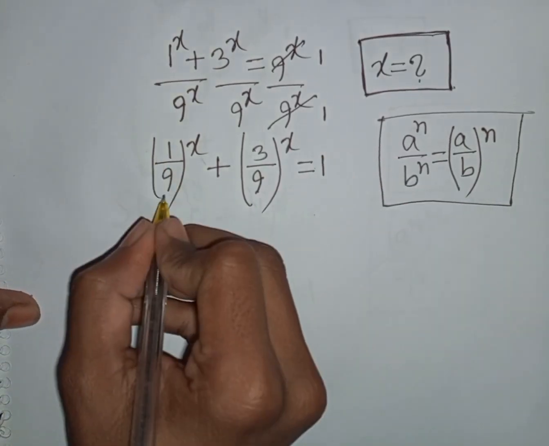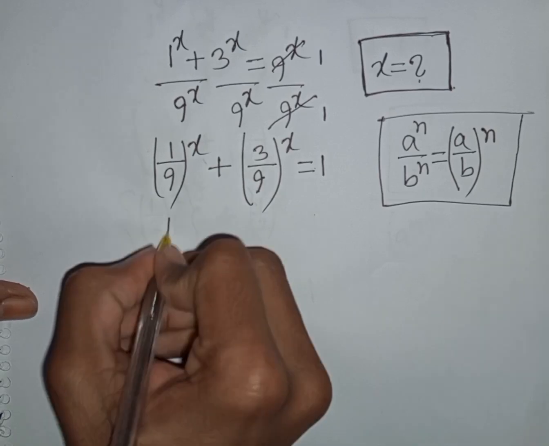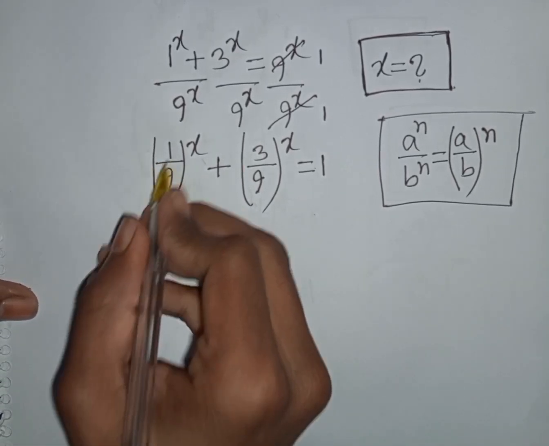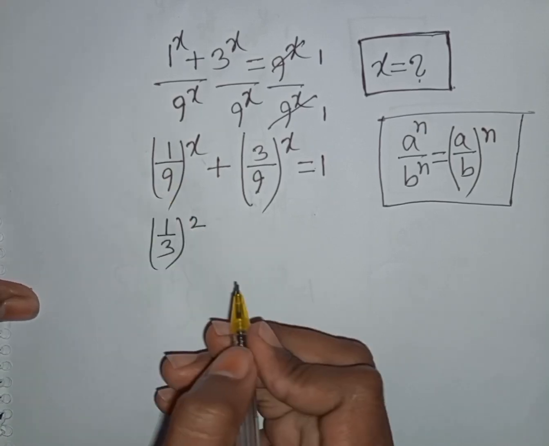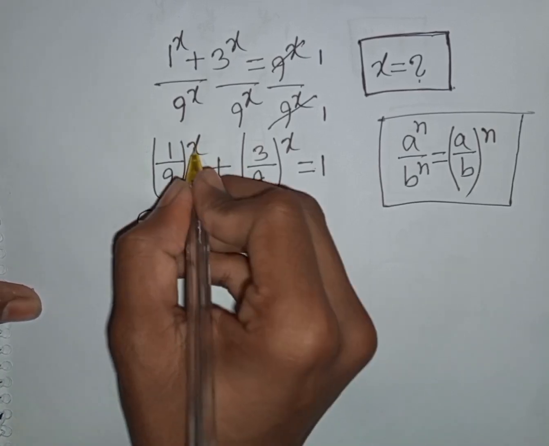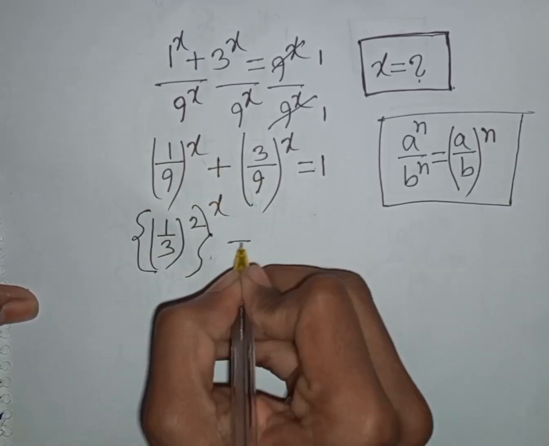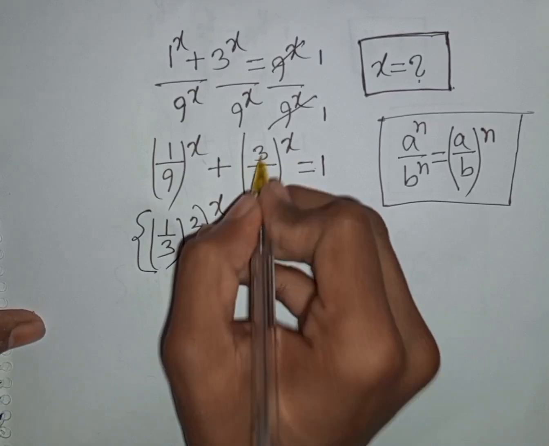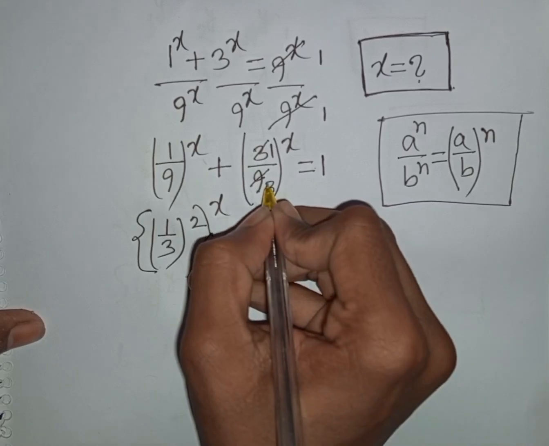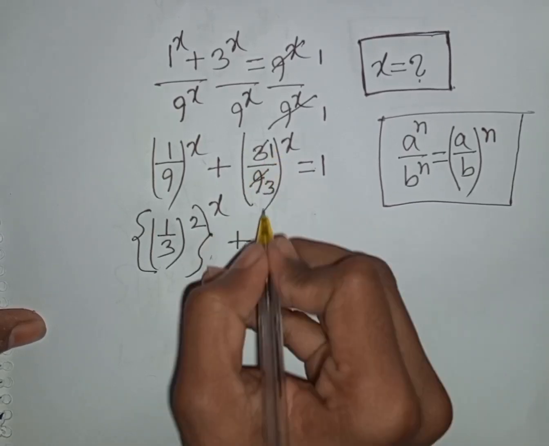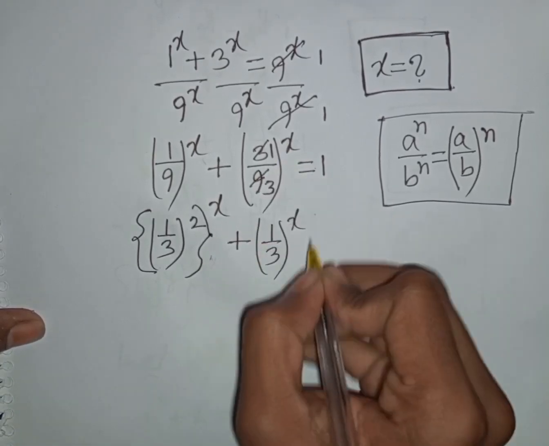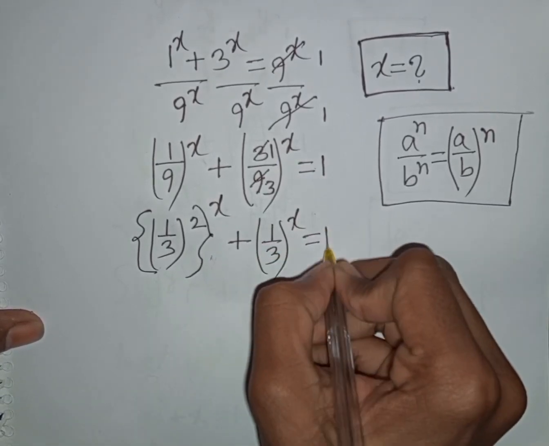Now 1 by 9 can be written as 1 by 3 bracket power 2. 1 square is the same as 1 over 3 square is the same as 9. Then this first bracket can be written as second bracket, then power of x, plus here 3 divided by 3, that means it will be 1. 9 divided by 3, that means it will be 3. So we have 1 over 3, then bracket power of x is equal to 1.